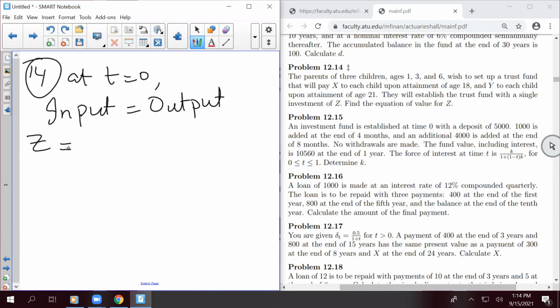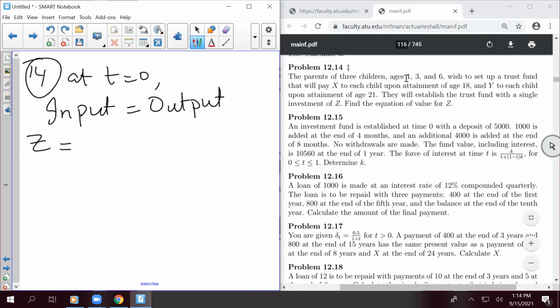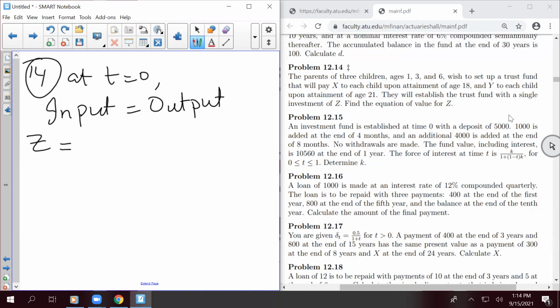Do you want to do all at the same time, or one child at a time and then add them? No, each child will get a payment when they turn 18 and then when they turn 21, so the streams are happening at different times. We'll have to calculate. So let's first focus on the child who is age one. How long will that child have to wait for the first payment? 17 years, right? Because the child is going to get it when they turn 18. So the child is one now, so that child has to wait 17 years in order to get how much? X. So if that X is happening 17 years from now, what is its present value? Isn't it X nu to the 17?